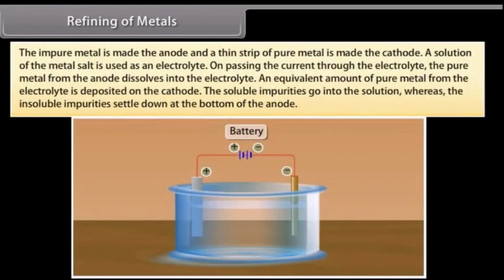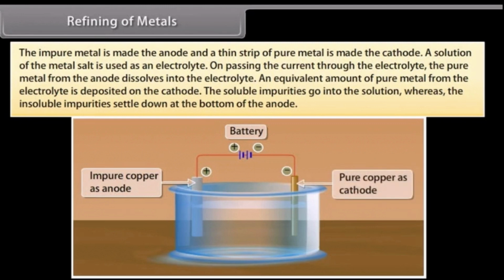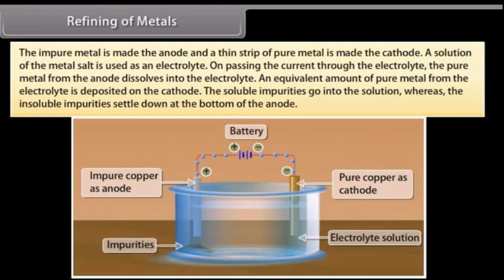The impure metal is made the anode, and a thin strip of pure metal is made the cathode. A solution of the metal salt is used as an electrolyte. On passing the current through the electrolyte, the pure metal from the anode dissolves into the electrolyte. An equivalent amount of pure metal from the electrolyte is deposited on the cathode. The soluble impurities go into the solution, whereas the insoluble impurities settle down at the bottom of the anode. These are known as anode mud.